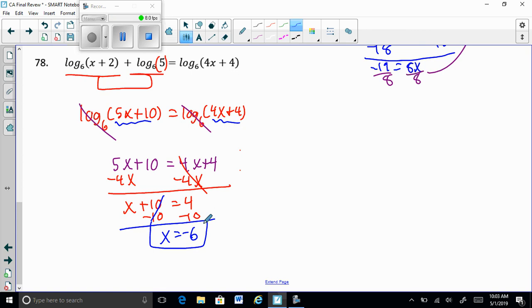If you plug it in, the problem is you would evaluate this at negative 4, which is not good. So if it causes a problem anywhere, it doesn't work. Okay, so that one's going to be a no solution also.